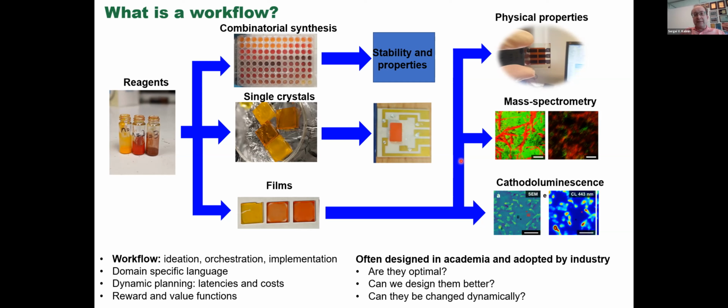So if I synthesize a specific material and I discover certain behavior during the combinatorial synthesis, I use this information to choose what films to synthesize. So there is some filter here. Based on the properties of the films, I can decide what type of crystal to grow. And I know that this is much more time consuming, so I need to make the decision well.